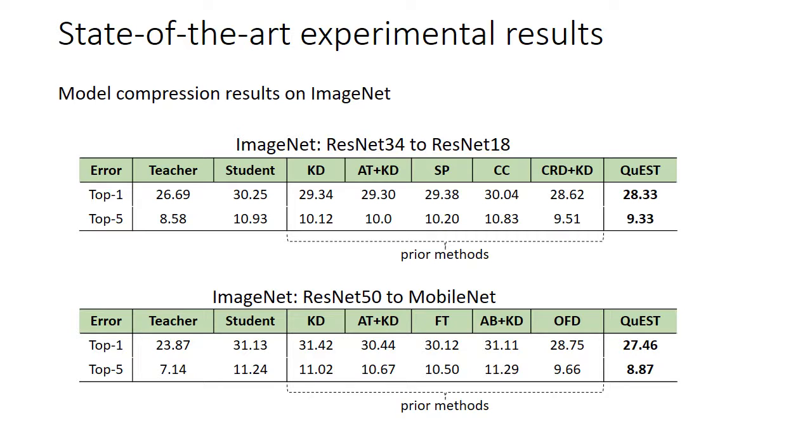Now moving to the main experimental evaluation of our method against many state-of-the-art methods. We first start with model compression results, in which the student has lower capacity or number of parameters compared to its teacher. Here are the results of model compression on ImageNet dataset with ResNet34 teacher and ResNet18 student, which have the same ResNet architecture design, and ResNet50 teacher to MobileNet student, which are different network architectures. The tables compare top 1 and top 5 error rates on ImageNet validation set of the student network with various distillation methods. Our method, QuEST, outperforms the prior methods by a significant margin.